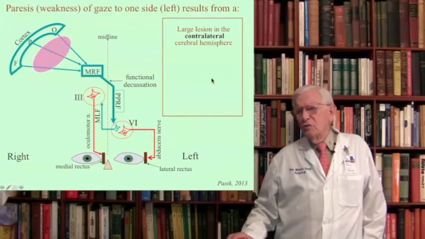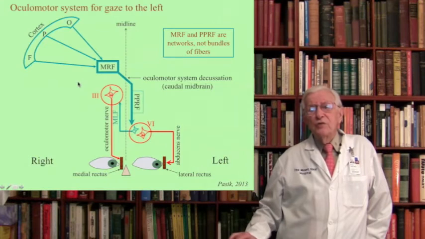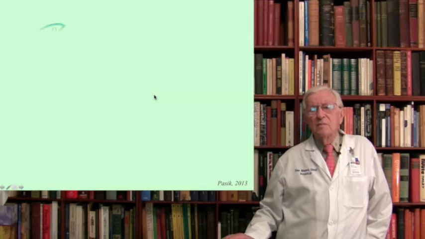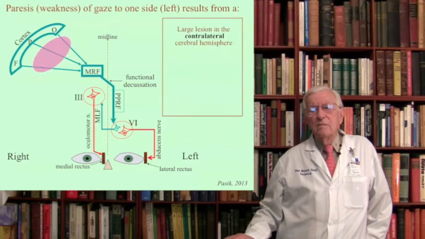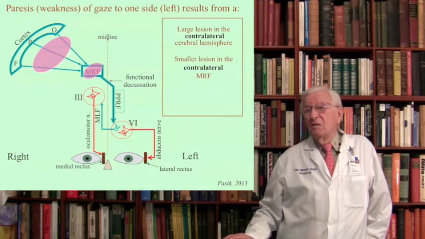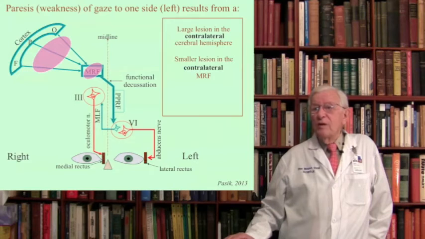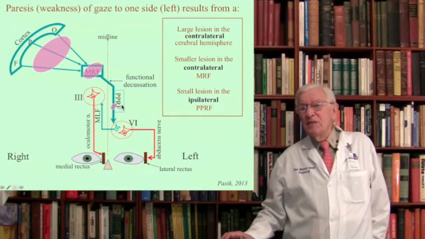All right. Now, you can have lesions in the MRF, in the midbrain tegmentum, right? But when you go to lower levels of the system, for instance, in the PPRF, the lesion can be tiny, very small, close to the midline, and interrupting these networks, and producing an ipsilateral paralysis of gaze.